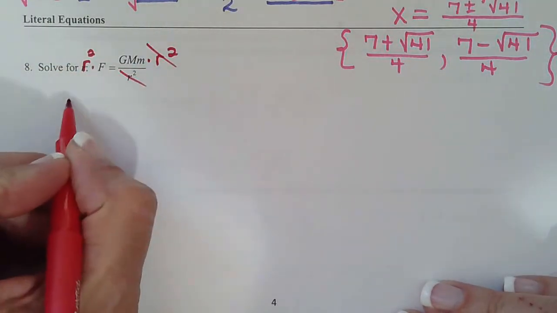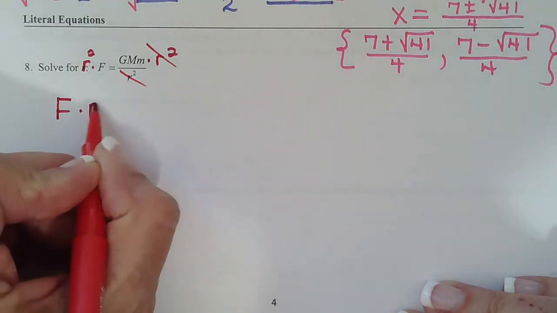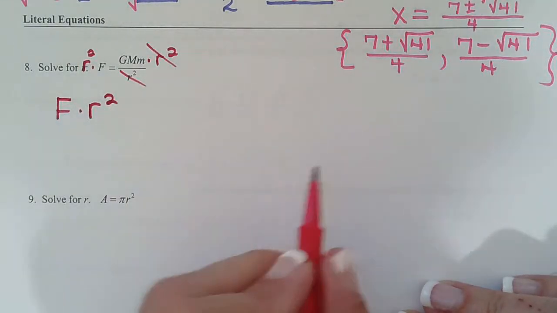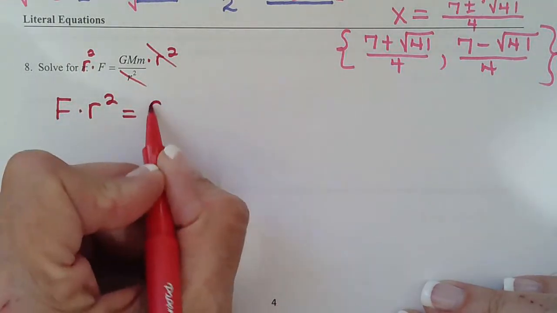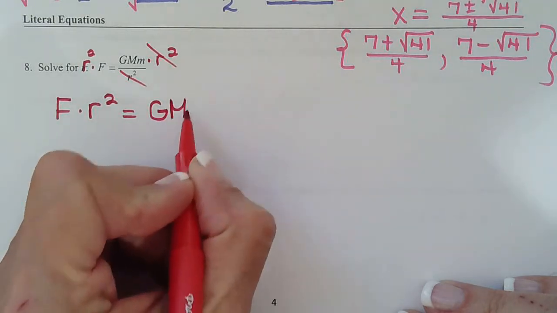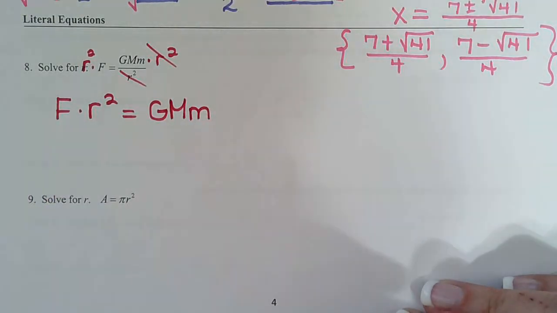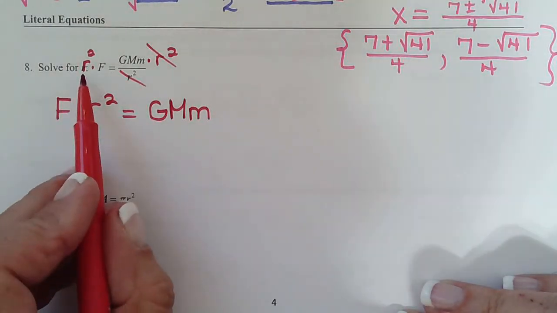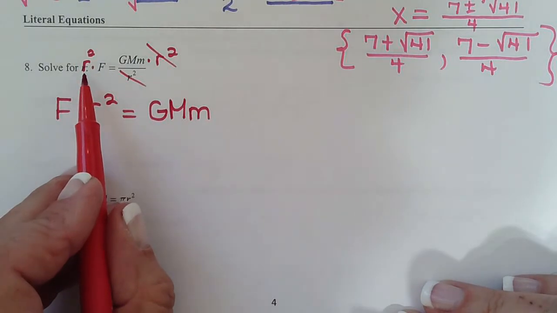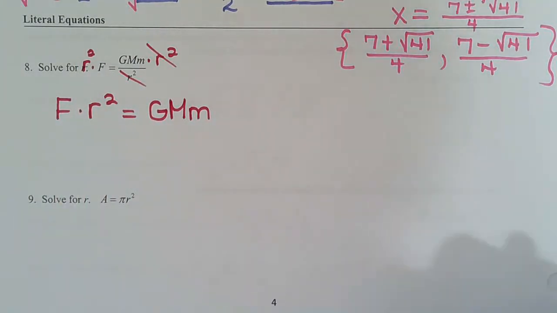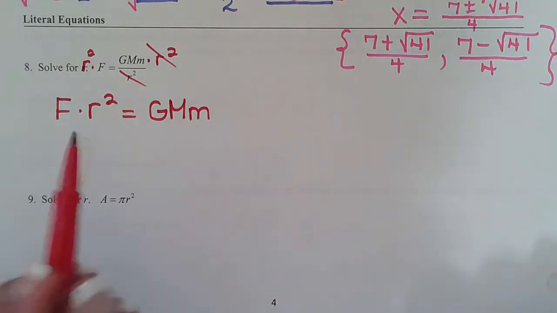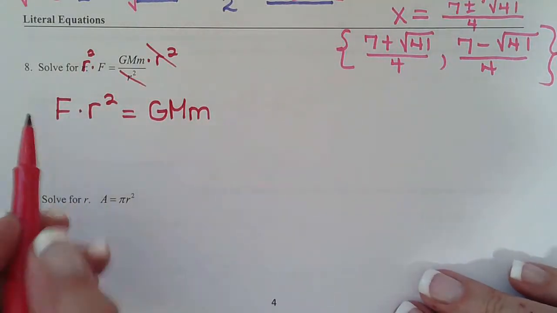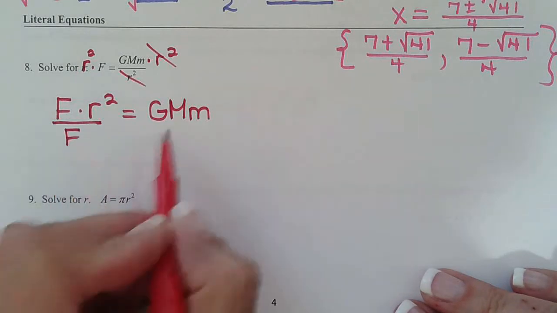So now we have f r squared, I just put it in alphabetical order, equals g uppercase M lowercase m. So f r squared equals g M m. So I know I covered it up, but if you look underneath, that says solve for r. So that means we're trying to get r alone. So do the same thing you'd do if it was a number. If I want to get r alone, I need to do the opposite, which would be divide by f.